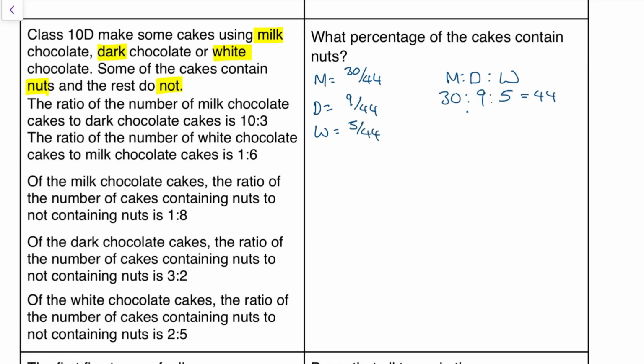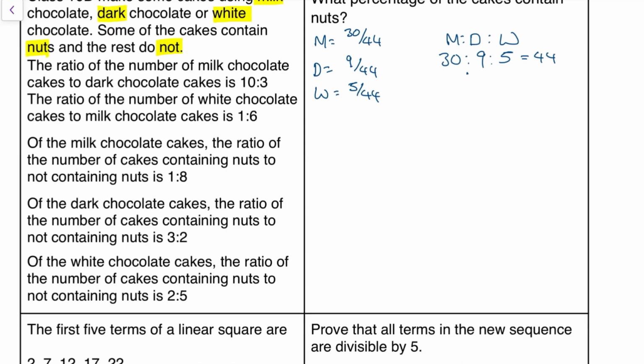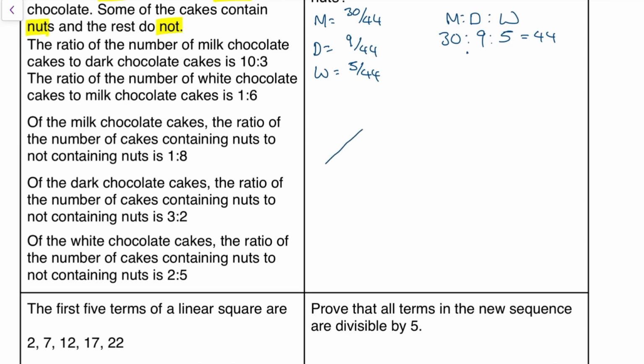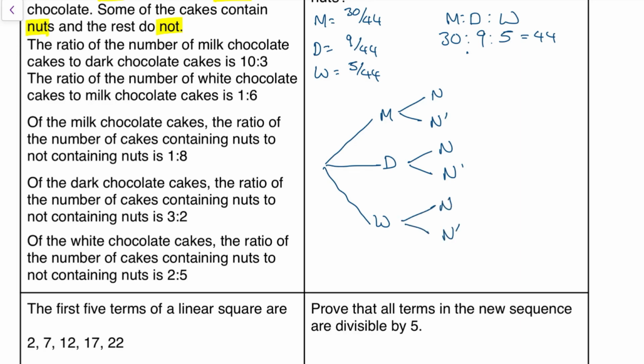Then, of those, I then further break them down into with nuts and without. So let's do a rough tree diagram. So I've got my milk chocolates here, I've got my dark chocolates here, and then I've got my white chocolates here. Then within that, I've got has nuts and no nuts. I'm using the complement symbol. Has nuts, has no nuts, and has nuts, and has no nuts.